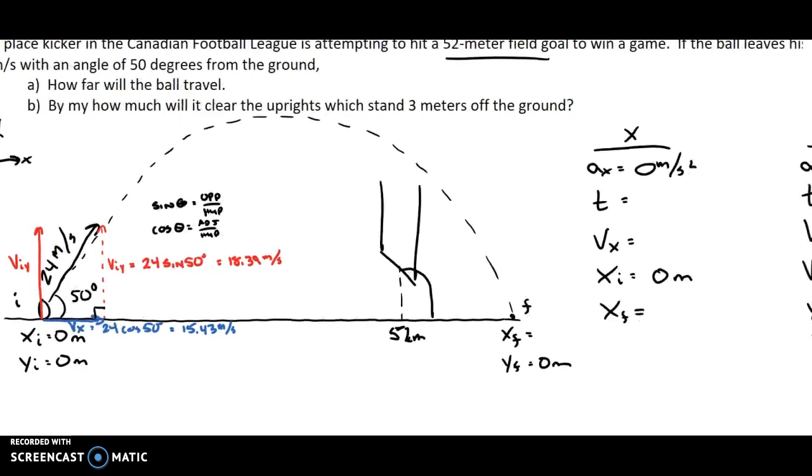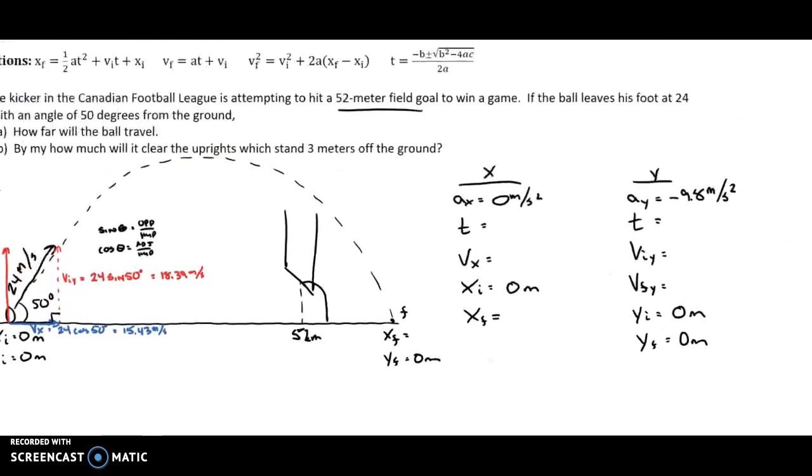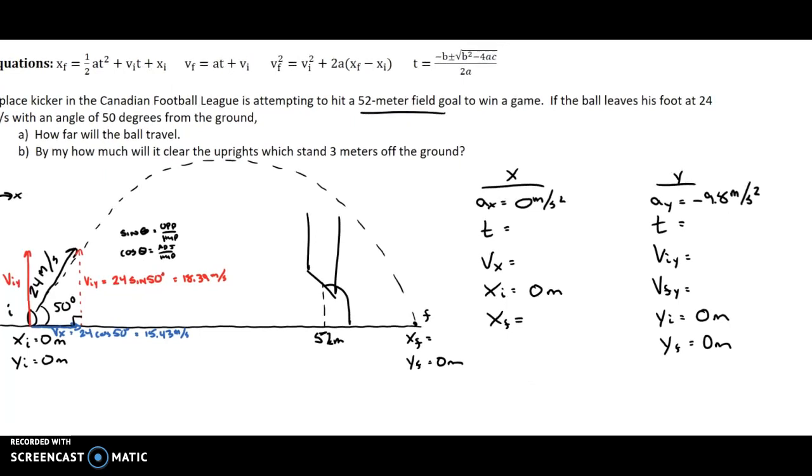So now that we've described the velocities in just the x and the y direction, now we can fill in our table with those values. Our x component of the initial velocity is 15.43 meters per second, and the y component is 18.39 meters per second. So when I look on my left side, I need x final. That's the answer that I want for part A, and I'm missing time.